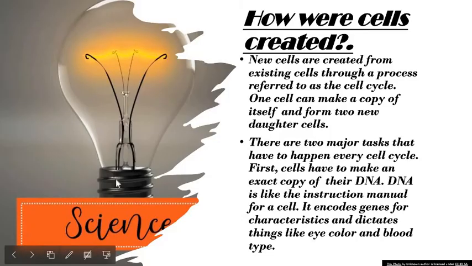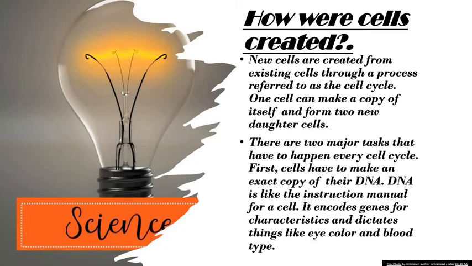How were cells created? If one cell gets damaged, how are the others created? New cells are created from existing cells. So if one dies, they create a new cell. New cells are created from existing cells through a process referred to as the cell cycle. One cell cycle can make a copy of itself and form two new daughter cells. So one cell can form two new cells.